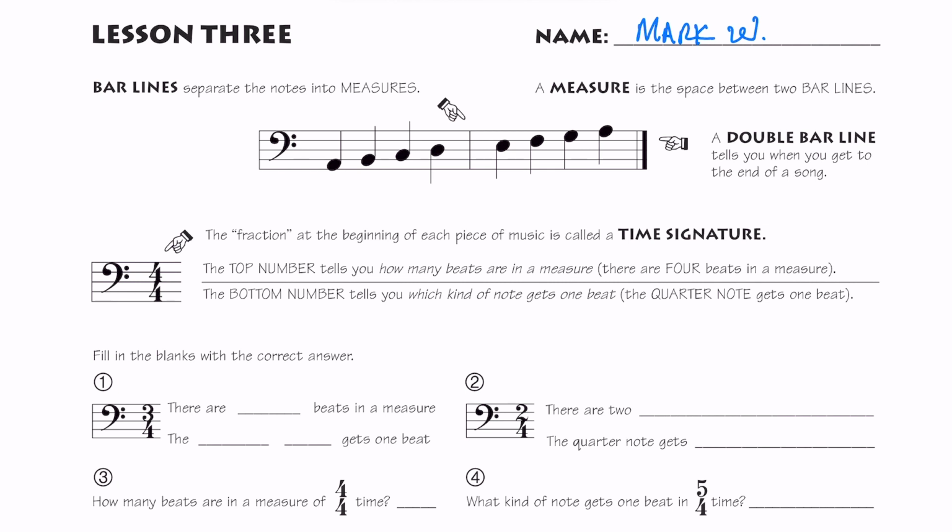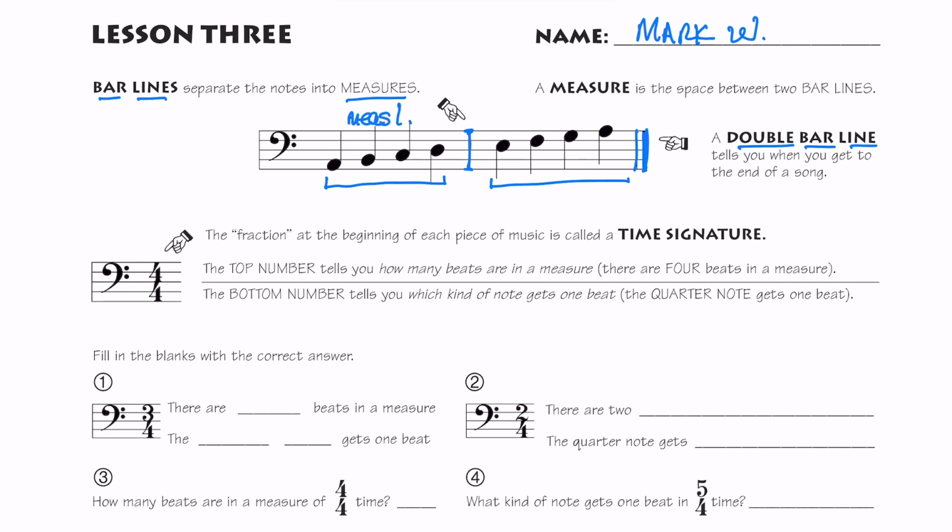So the first thing that we're learning at the top of this lesson is about bar lines. Bar lines separate the notes into measures. A bar line is this line right here that goes from the top of the staff down to the bottom of the staff. So basically a bar line will separate this into a measure and this into a measure. A double bar line tells you when you get to the end of the song. So it's a thin and a thick line. Could be just two lines together.